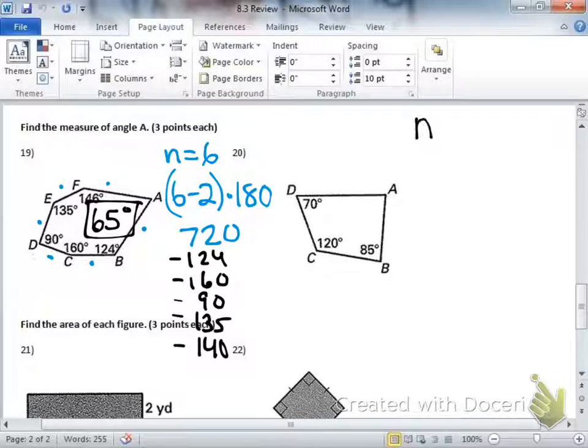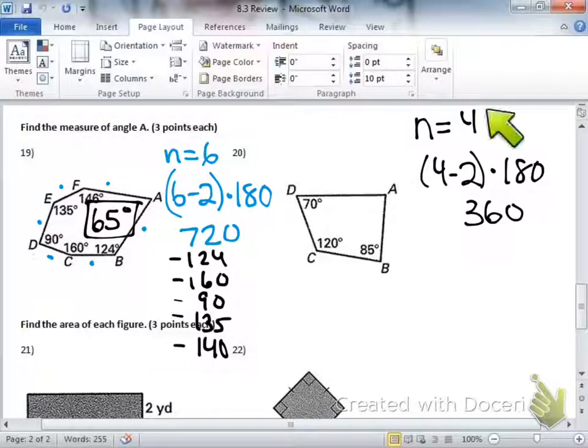Now, you might not need the n minus 2 times 180 for number 20, because we did a whole chapter on this. If it has 4 sides, it adds to 360. If you forget that, though, this formula still works, because you would get 2 times 180, which is still 360. So whether you need to do this or not, it's really up to you. 4-sided figures, though, they always add to 360.